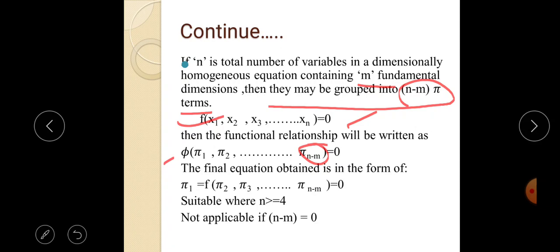This method is mainly suitable for variables where n is greater than or equal to 4. But this will not be applicable if n minus m is equal to 0. That means if the number of dimensional variables and the number of fundamental dimensions are the same, then we cannot use Buckingham's pi theorem. Why? Because the number of pi terms is n minus m. So when n minus m is 0, there will be no pi terms, and we cannot use this method.